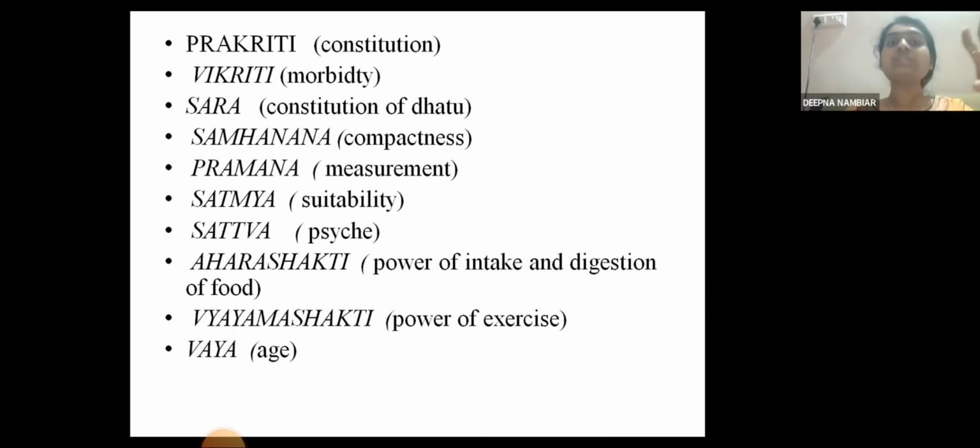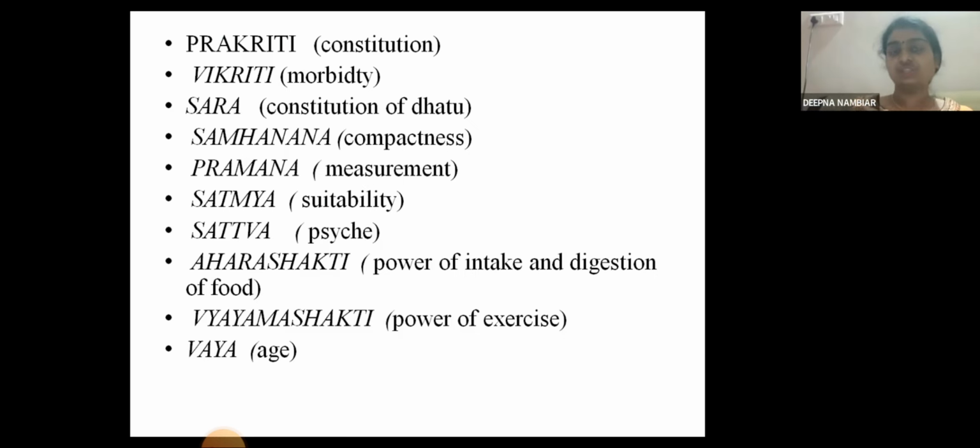And we come across satmya and asatmya further on in Chikitsa also. So what is considerable, what is suitable, what is optimal, is given by the concept of satmya. And next is sattva, right? Yet another very important factor, that is the mental strength, or the mental capability, or the psychological aspect of the patient, that should be analyzed before the treatment.